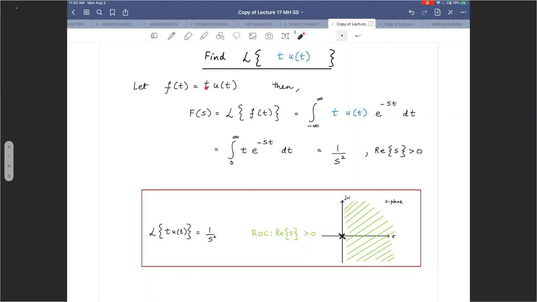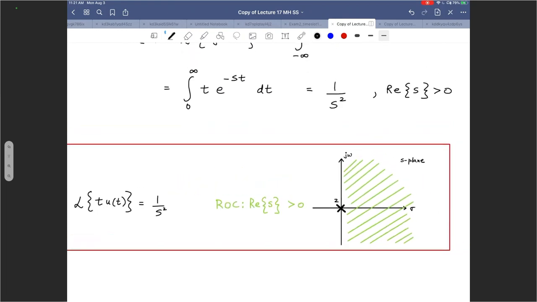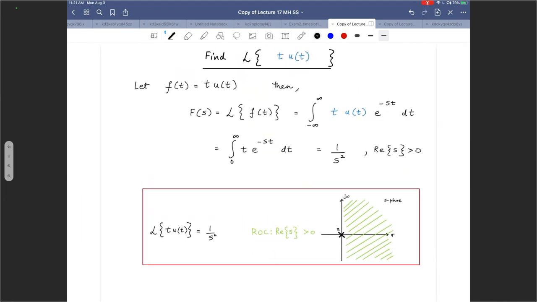Now what do you have? Laplace transform of t u of t is 1 over s squared with the region of convergence to be to the right of the pole. Actually, you have two poles here, right? So I should probably just say two poles here at 0. Two poles at 0 because you have 1 over s squared. So they are repeated roots there, s equals 0. And everything to the right of that pole is in the region of convergence. So that would be the Laplace transform of t times u of t.